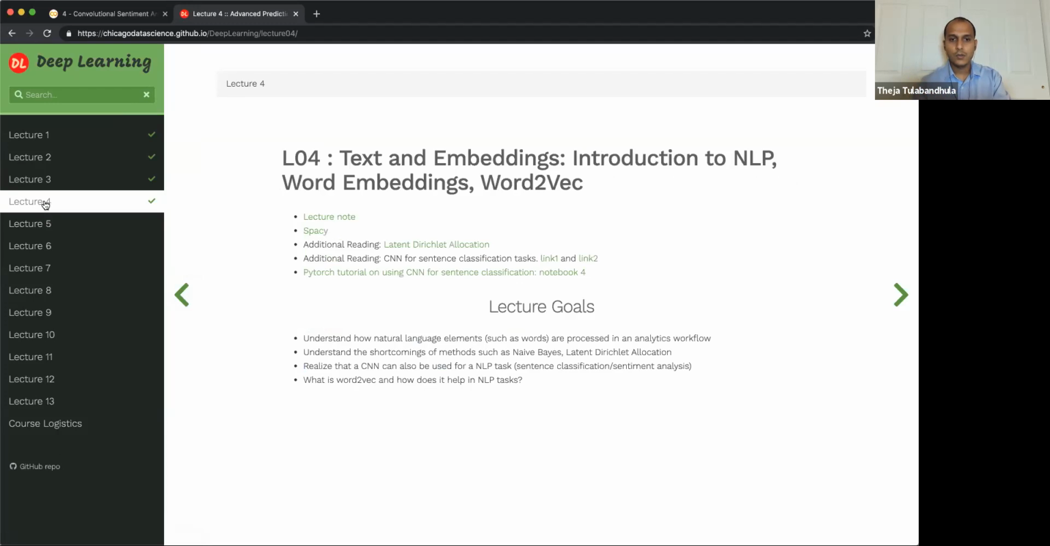So with that, let me go over to today's objective. Today we're going to switch gears and go away from images to textual data. The topic for today is Introduction to Natural Language Processing and the idea of word embeddings, in particular the Word2Vec embedding, which is a classical idea in this class of topics.